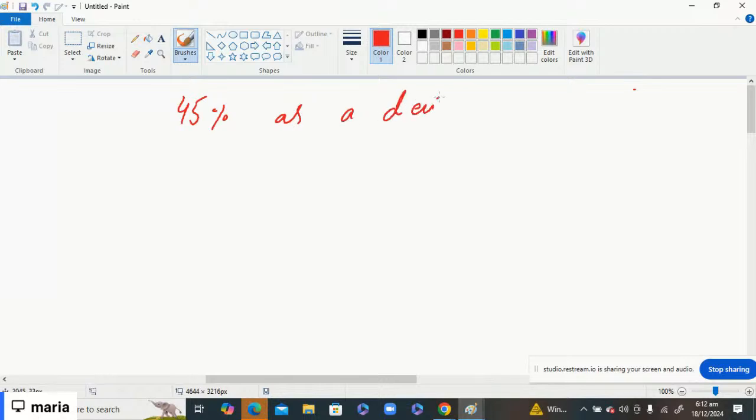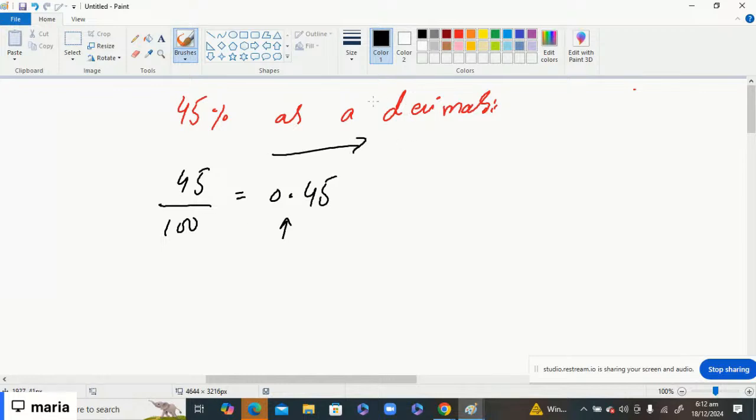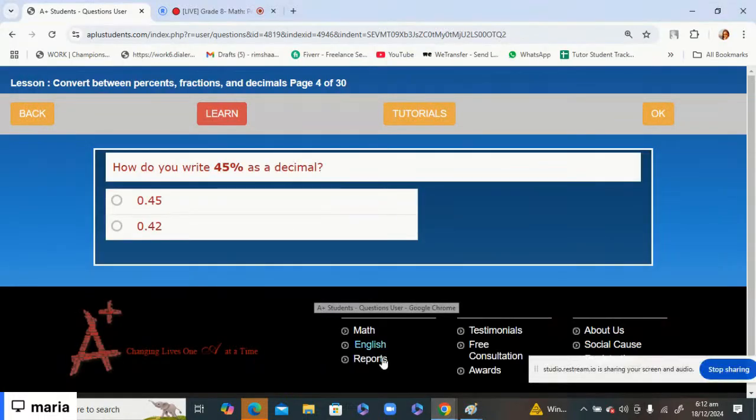You are going to write it as a decimal. So how can we write it down? 45 divided by 100. So this is 0.45. Now look, converting a percentage into a decimal, dividing with 100. Decimal to fraction, multiplying with 100. Decimal to percentage, multiplying with 100.